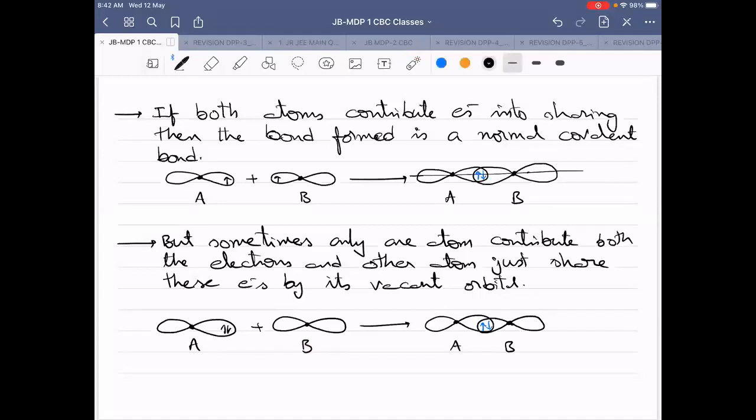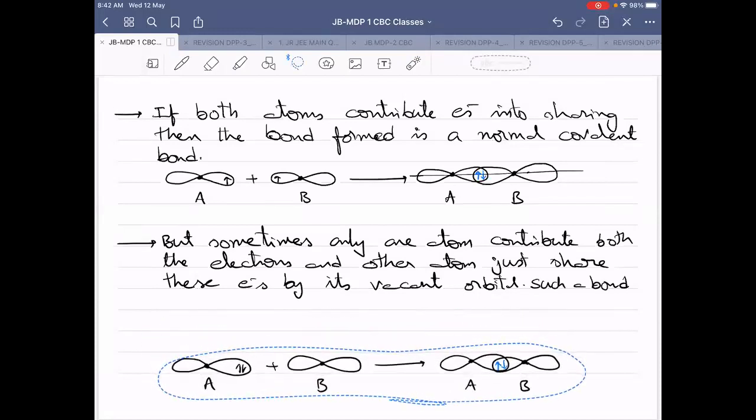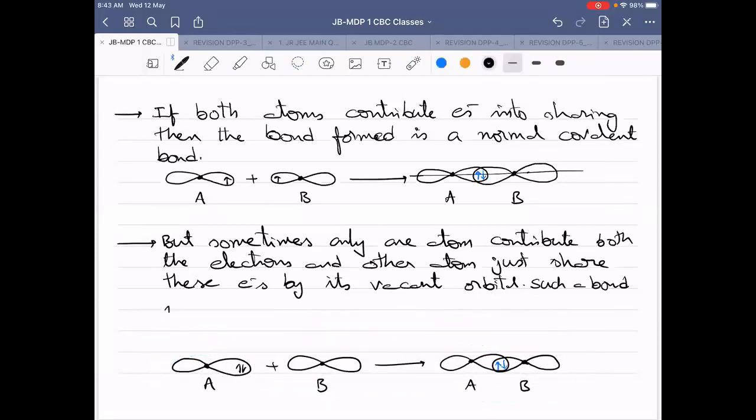And the second type of bond formed, such a bond is called a coordinate covalent bond or dative bond.